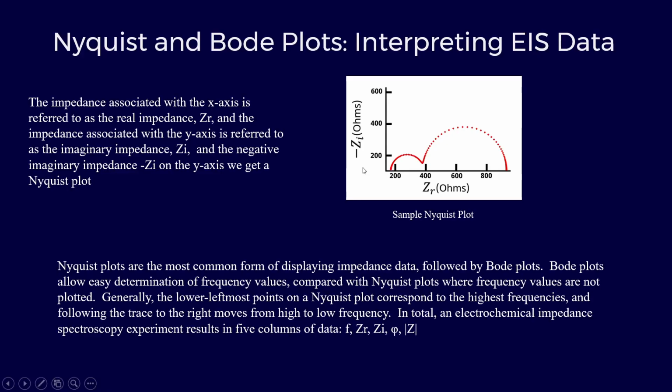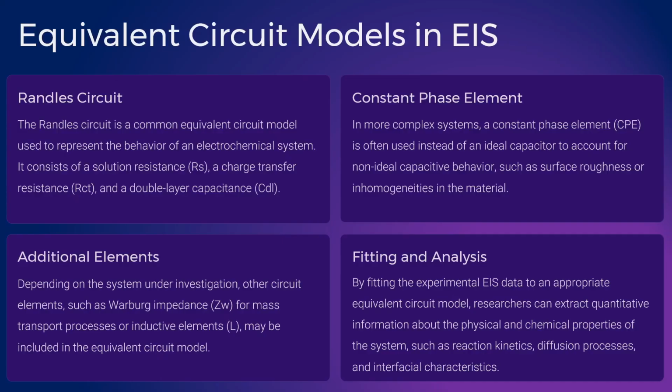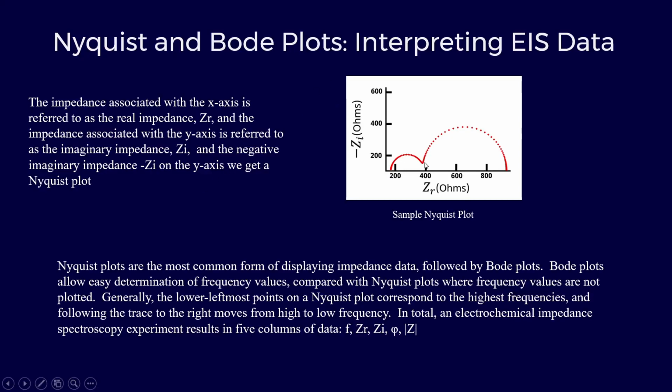As you can see here, this is the lowermost point. This denotes the highest frequency, and this is followed by the traces of the path. These are the low frequencies.